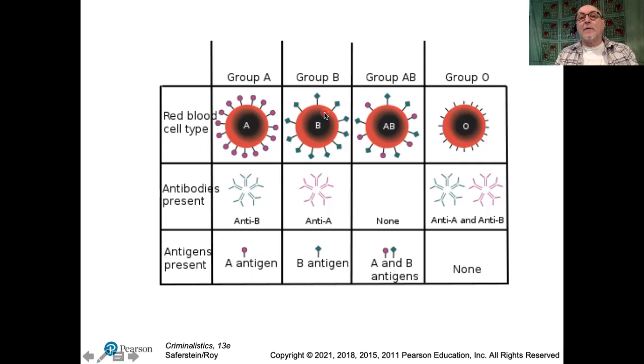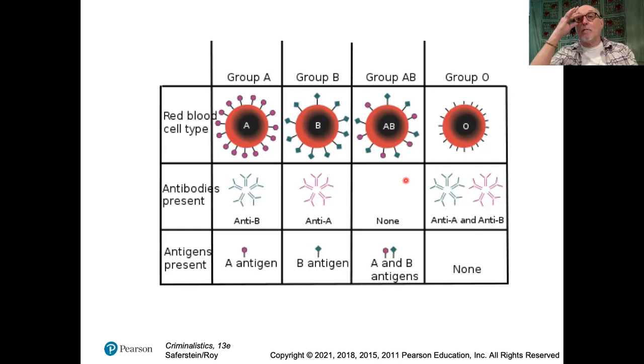Here's the B blood corpuscle. Here's the B antigens on the outside. What are they going to produce? They're not going to produce anti-B. They're going to produce anti-A. So they're producing anti-A. If they have the B antigen, they produce anti-A antibody.